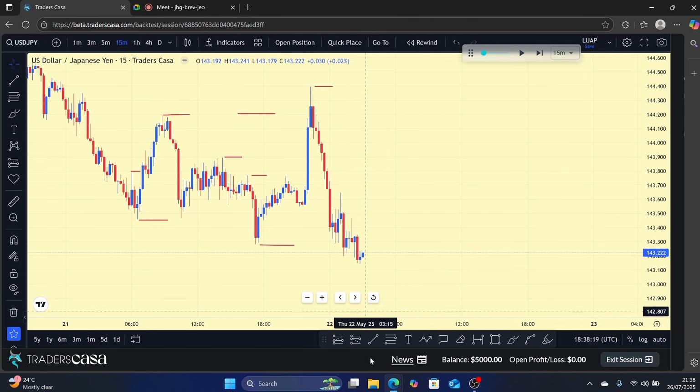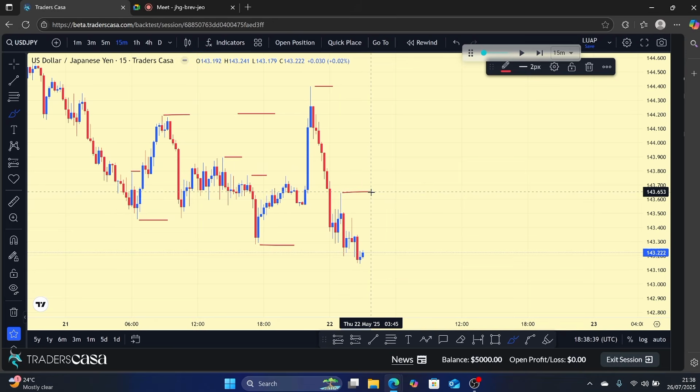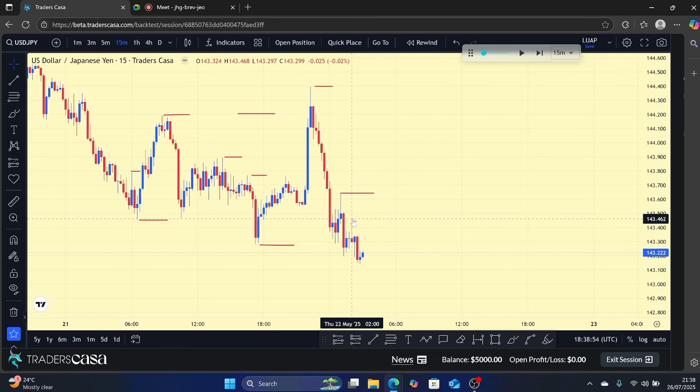Alright, so in our case right here, we can clearly see that our minor inducement is, alright, this here is not a minor inducement. The reason why that's not a minor inducement is because that's not a valid pullback. You can clearly see that this one here is an invalid pullback, and the valid pullback is this one here. So like I said, in true SMC, we usually ignore the invalid pullbacks and only consider valid pullbacks. So this explains why I'll be choosing this one here to be the minor inducement rather than this one here.